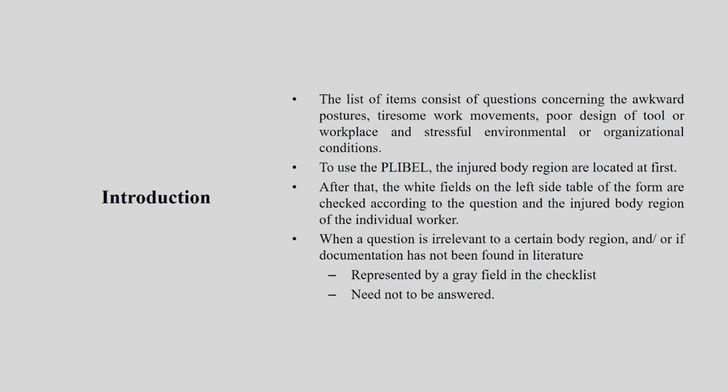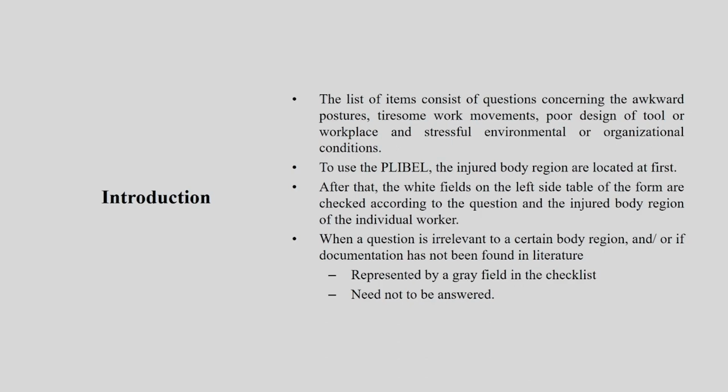So let us know a little more about this particular technique. The list of items consists of questions concerning awkward posture, tiresome work movement. If something is very tiring, we will come to know about that as well. Also poor design of tools or workplace, and stressful environment or organizational conditions. To use this PLIBEL technique, the injured body regions need to be located first. So you have to have a body map from which we understand the injured area or discomfort, where the person is finding discomfort.